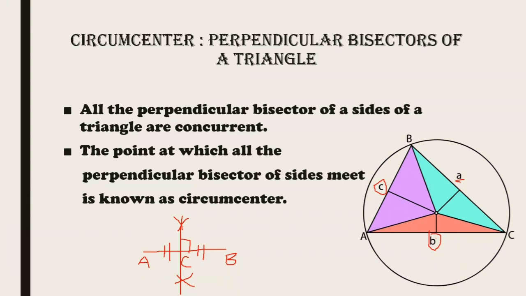So when these perpendicular bisectors are extended, they meet at this point, and this point is known as the circumcenter of the triangle. I hope you have understood this. So the point at which all the perpendicular bisectors of sides meet is known as the circumcenter of a triangle.